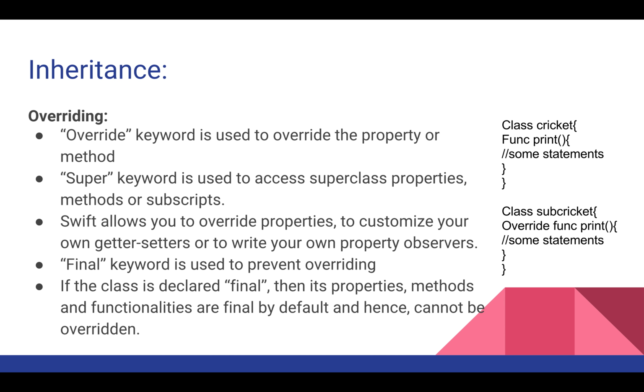Accessing the superclass instance methods, properties, and subscripts provides a concept of overriding. The override keyword is used to override the methods declared in the superclass. The super keyword is used to access methods, properties, and subscripts declared in the superclass. Swift allows you to override properties, to customize your own getters and setters, or to write your own property observer. The final keyword is used to prevent overriding, that is, if a class is declared final, then its properties, methods, and other functionalities are also final by default and hence cannot be overridden.